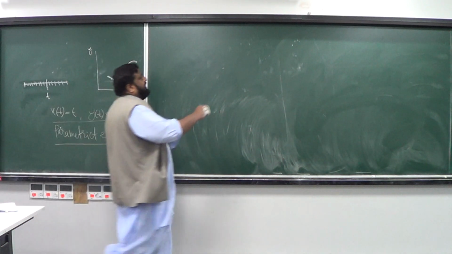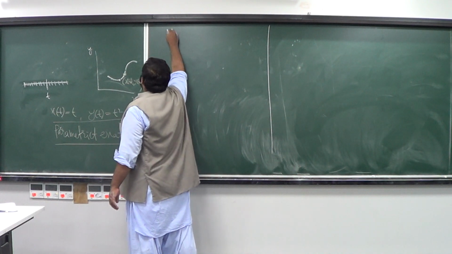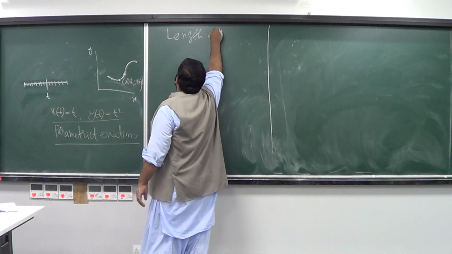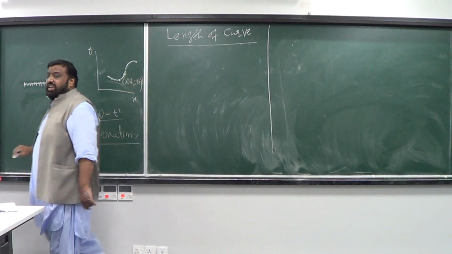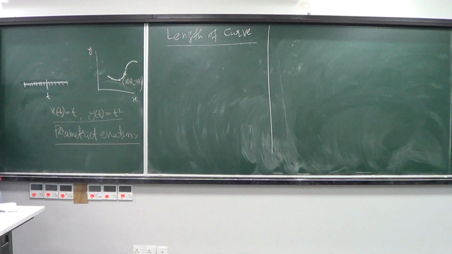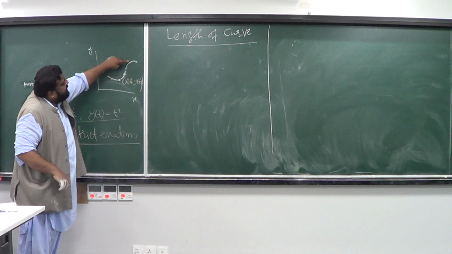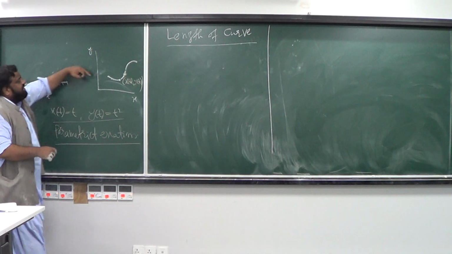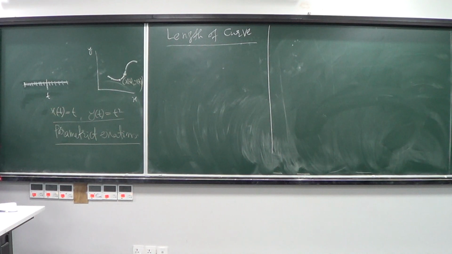So now what are we interested in? I am interested in computing the length of this curve. And if I compute the length of this curve, it is going to tell us how much distance this particle has covered in this time. So in this time, how much distance this particle had covered actually. Okay? So this is what I would like to do.